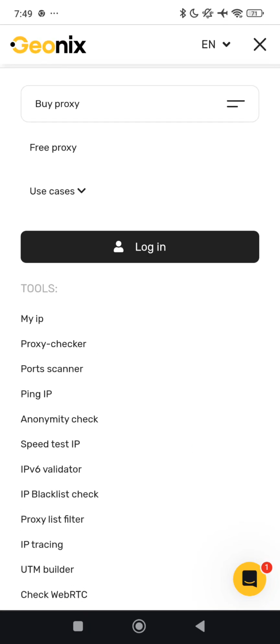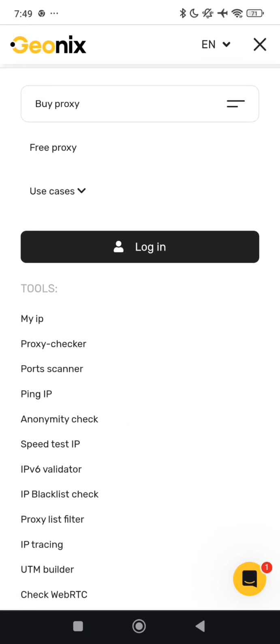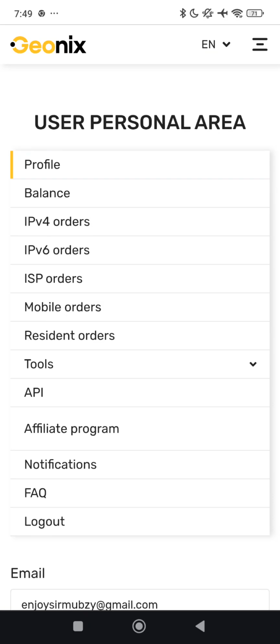If you are new, please do well to register. When you register, you click on the login part and register. You understand? When you visit the website geonix.com, I'll be dropping the website. Then you click on sign up. After you sign up, they'll bring you to here. What you need to do is to click on residential order.